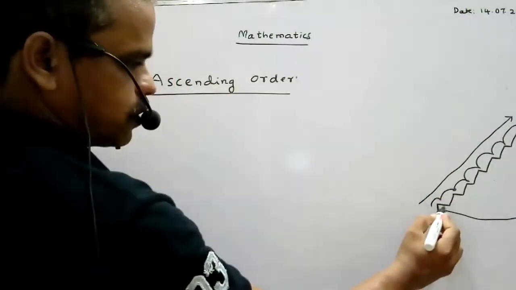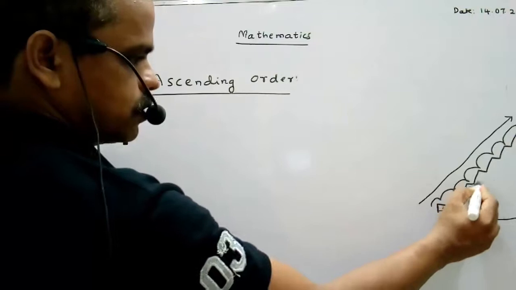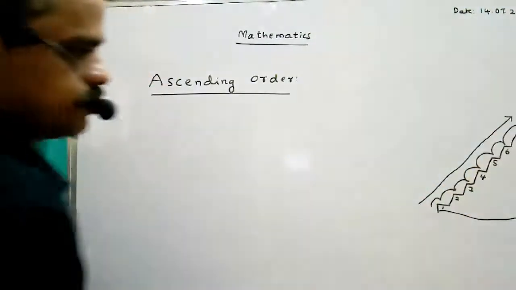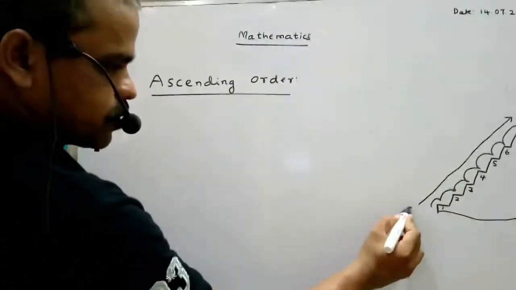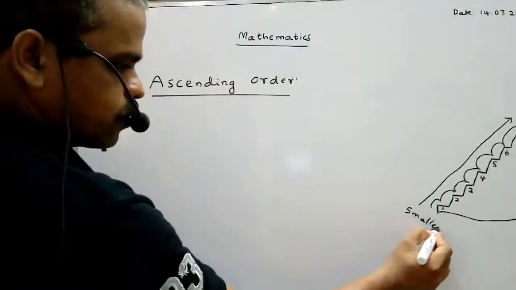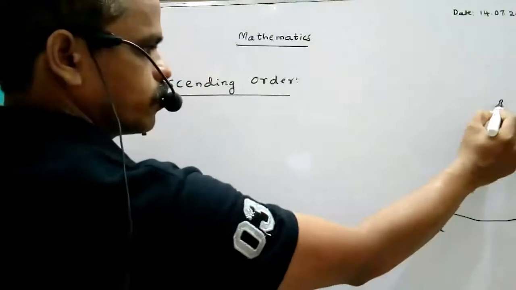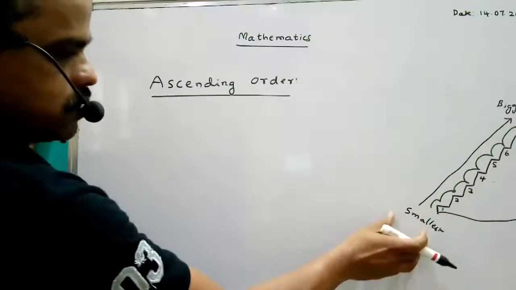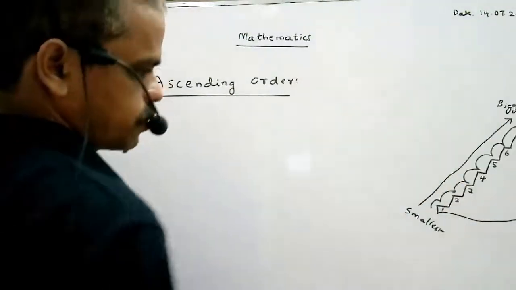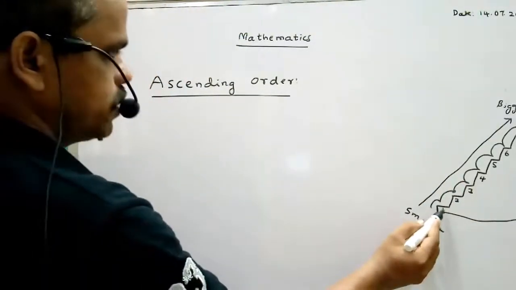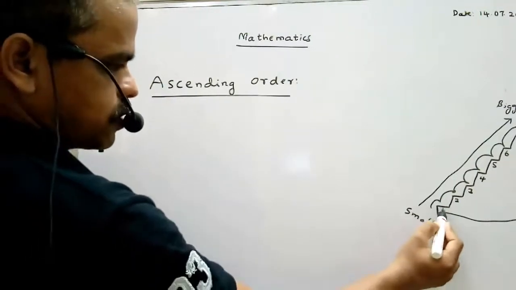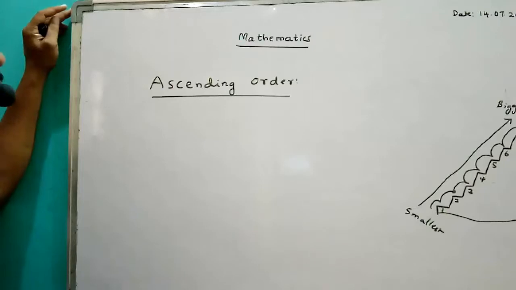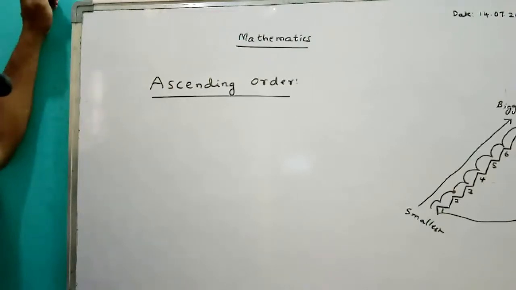For example, this is 1, 2, 3, 4, 5, 6, 7, like that. So here we are starting from smallest to biggest. Smallest step to biggest step. That means we have to write in ascending order. So smallest number to biggest number, from which we have the numbers.